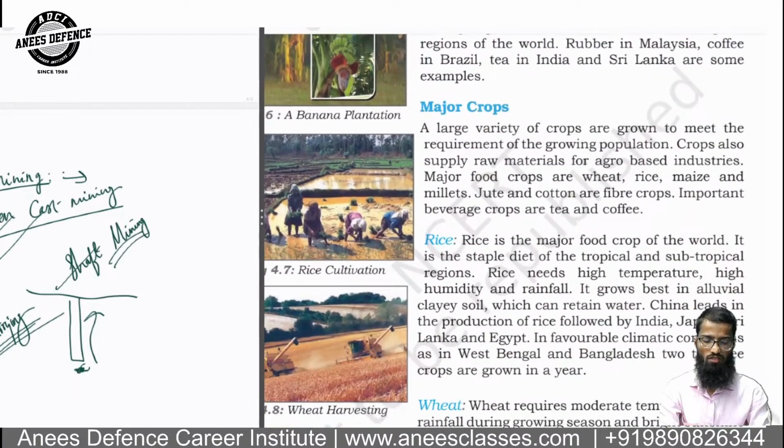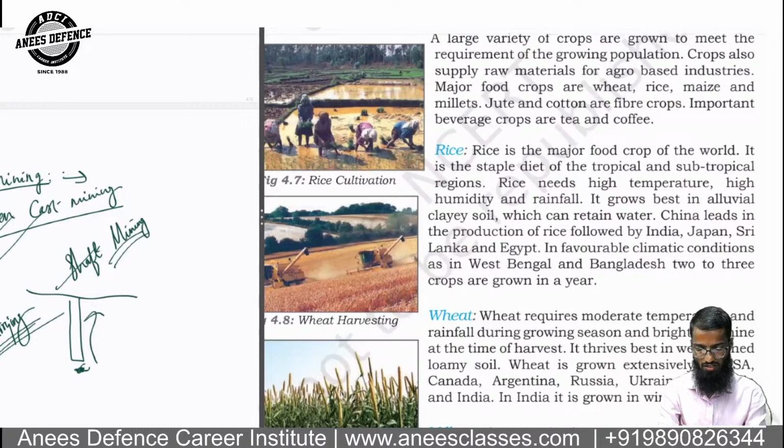Major crops. ये यहाँ से थोड़ा सा important start हो जाता है. Rice. Rice is the main food crop of the world. It is the staple diet of the tropical and subtropical areas.